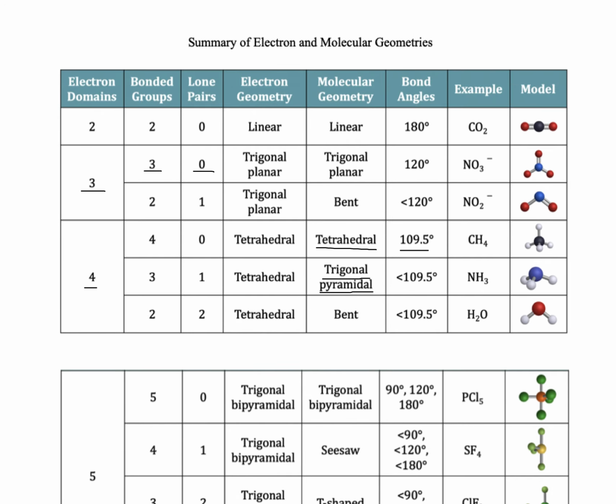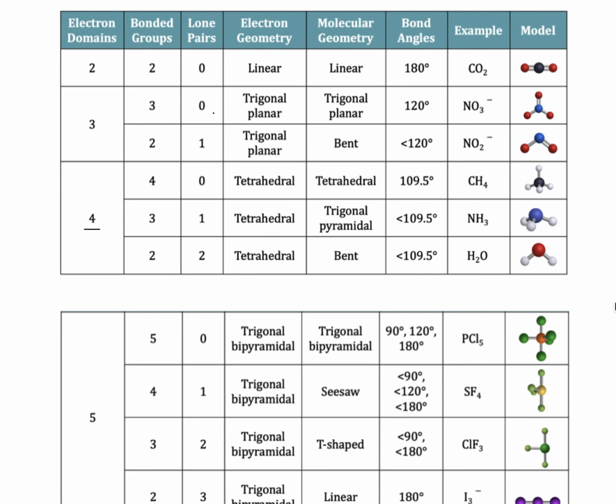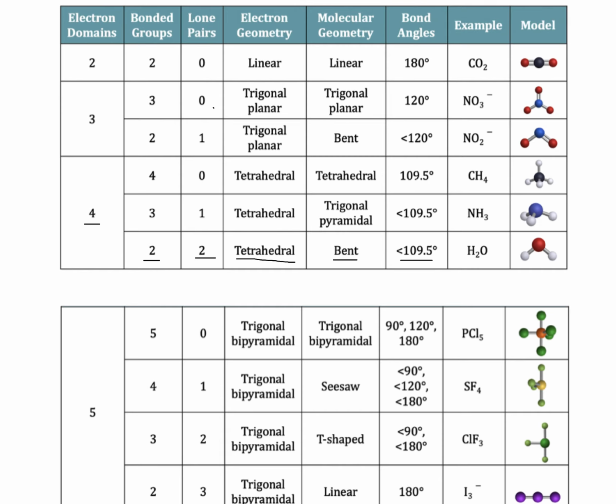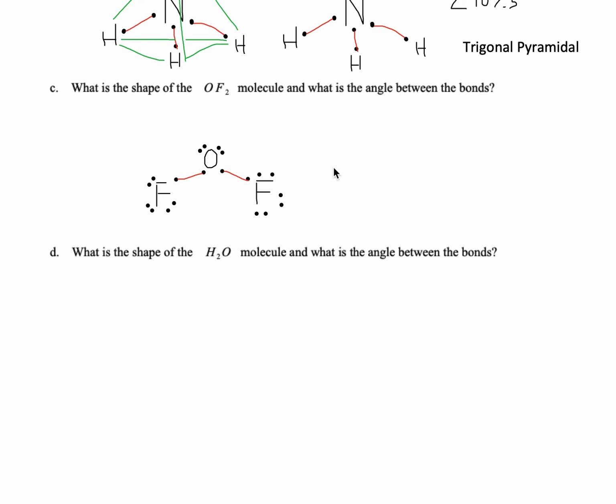We want to go to our table now. We see that we still have 4 electron domains, but this time we have only 2 bonded groups. Lone pairs are not considered bonded groups. These are the 2 lone pairs that we have. So we do have a tetrahedral electron geometry, but our molecule shape will be called bent. The bond angle between them is going to be less than 109.5 degrees, not surprisingly. So this is a bent molecule. The angle we're talking about, of course, is the angle between these bonds.